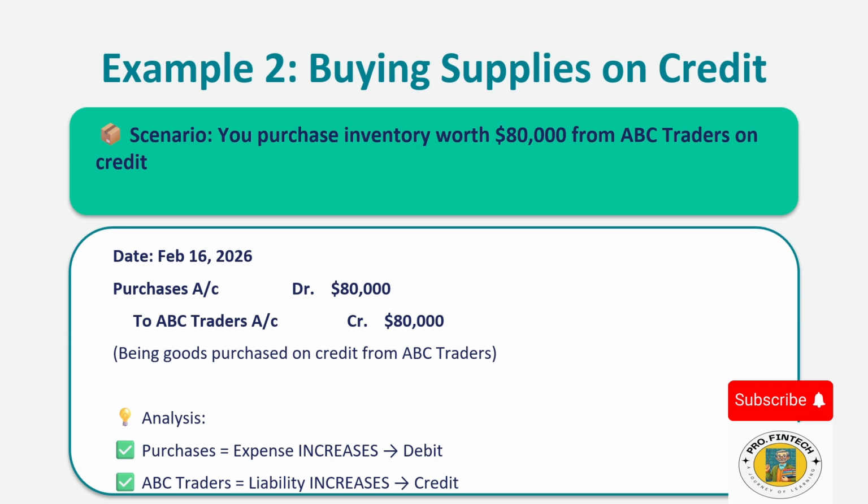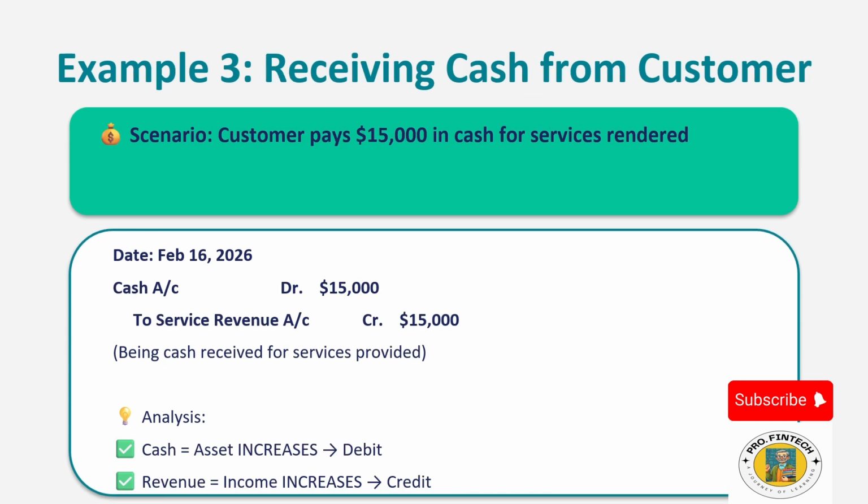Traders. Notice something important here. We didn't use cash at all. This is a credit transaction. We will pay ABC Traders later. So we create a liability. We owe them money. Example 3, receiving cash from a customer.